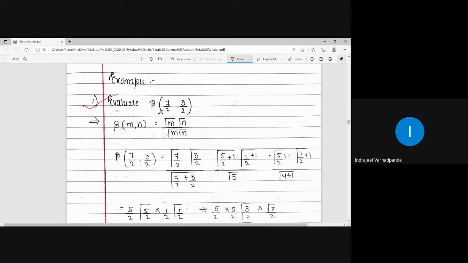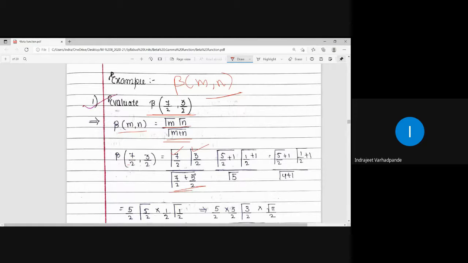So evaluate beta 7 by 2 comma 3 by 2. So I can compare it with beta m comma n. As I told you, there is only one way of evaluating the examples given in the form of beta function, via gamma function, because gamma function enables us to have a definite quantity as the answer. So what relation do I have? Beta mn is equal to gamma m into gamma n upon gamma m plus n.